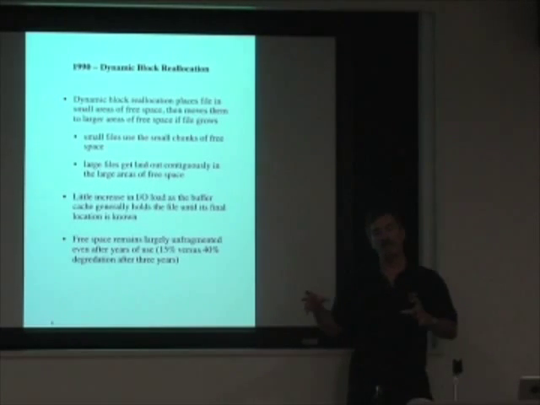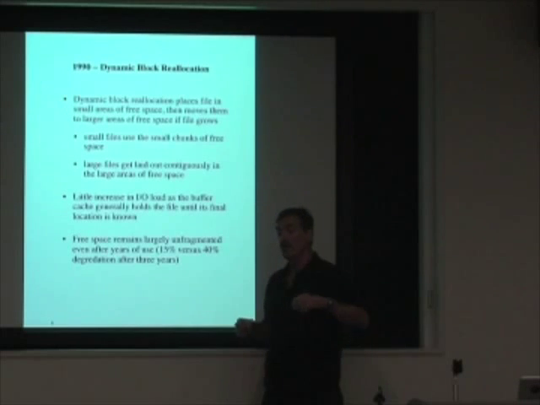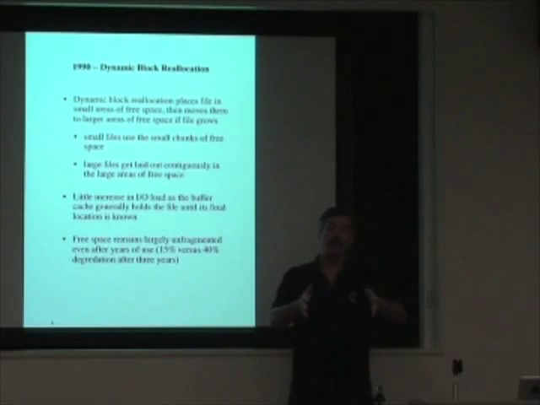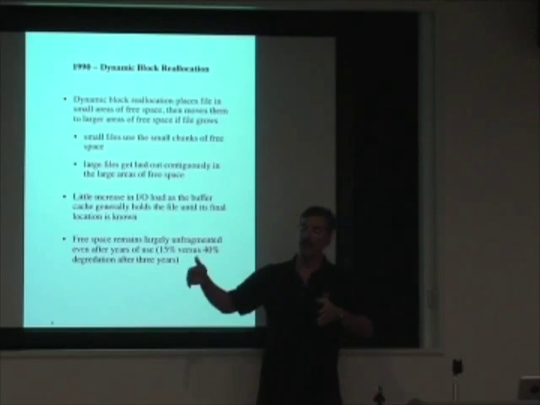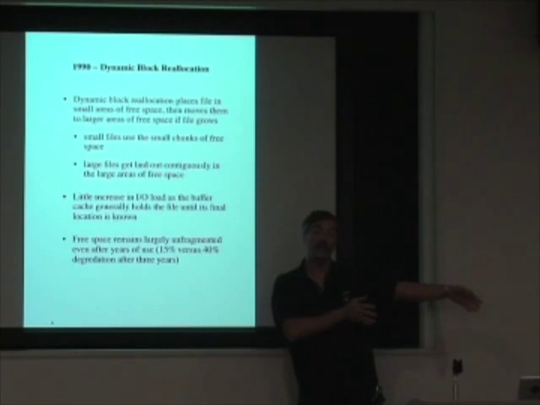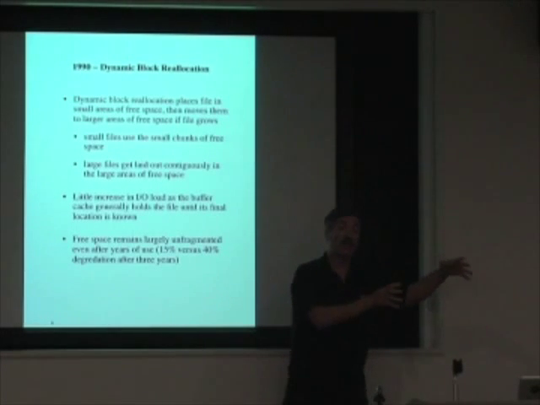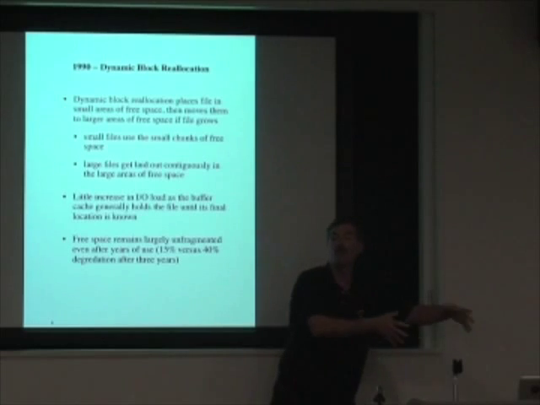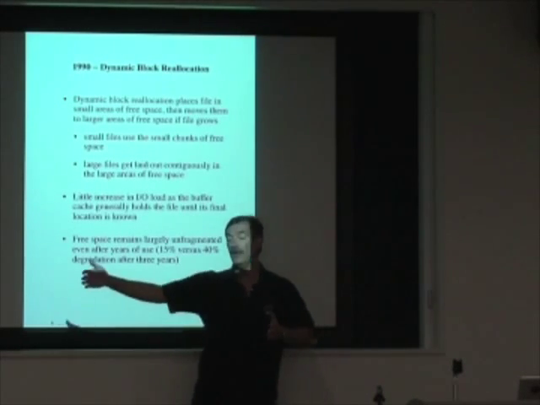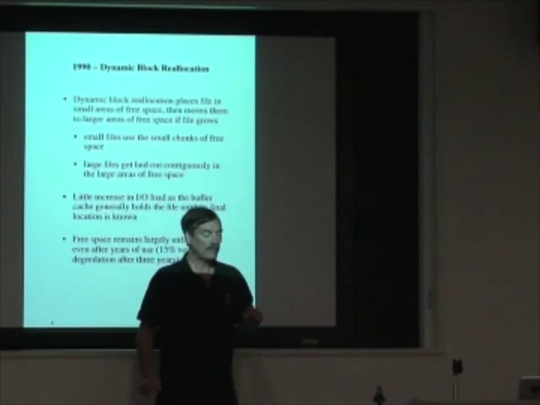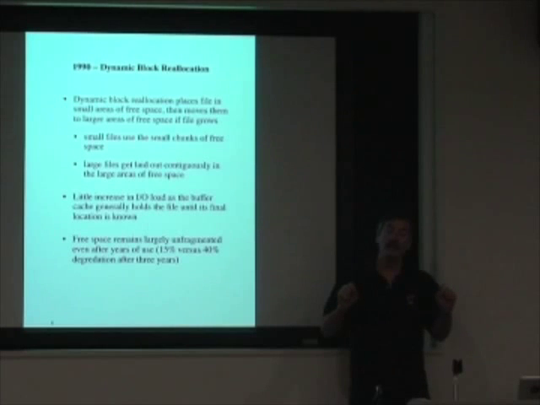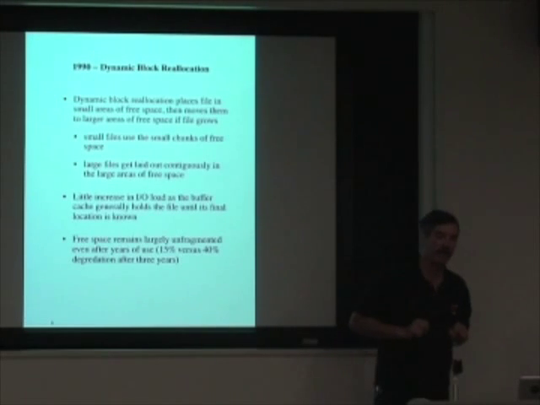And the idea of dynamic block reallocation is you assume that everything's going to be small. So you allocate it as if it's small. And then when you discover that it's going to be big, you say, ah, I should have been laying this out contiguously. And so you pick it up from where it is small and you move that to a large contiguous area and now continue growing. You say, well, that's a lot of extra I/O. But here we take advantage of the buffer cache.